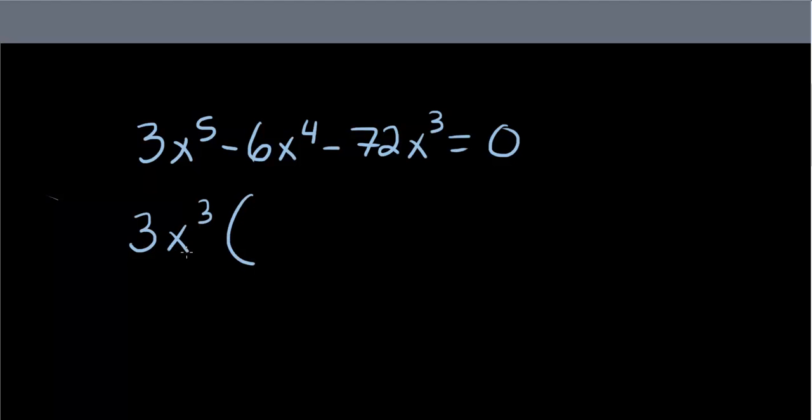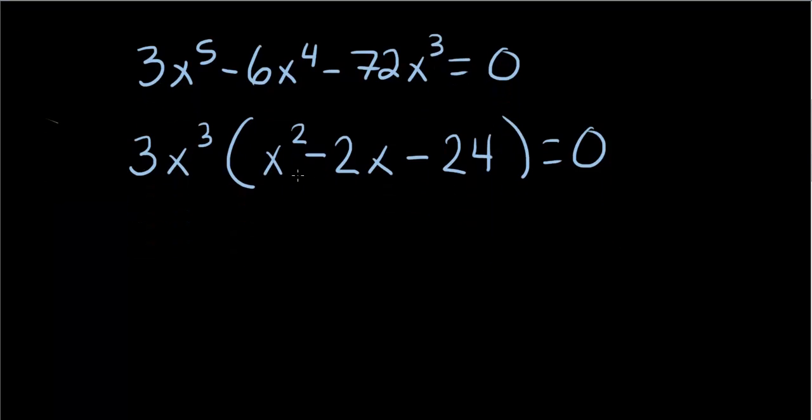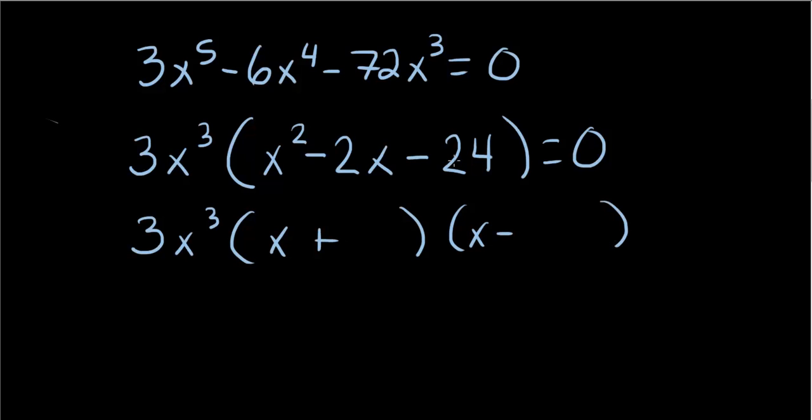So if I factor 3x cubed, then I'm going to end up with x squared minus 2x minus 72 divided by 3 is 24, equals 0. So then I have a trinomial that I can factor. So it's 3x to the power of 3, and I know one of them is going to be positive, the other one is going to be negative. I know this because that is the only way that I can have a negative 24. So it is going to be positive 4, negative 6 equals 0, because positive 4 times negative 6 is negative 24, and 4 minus 6 is negative 2.